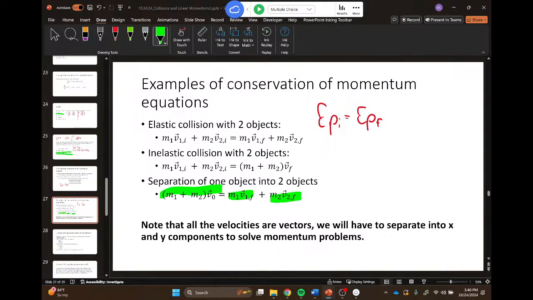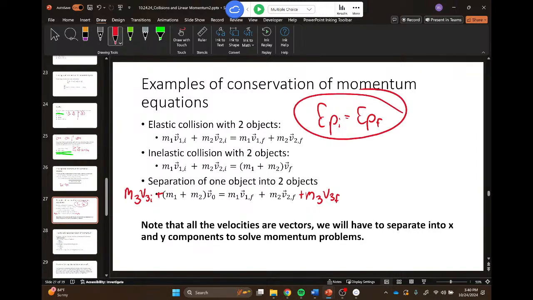But you could. If you, for example, had a system, a rock, and someone shot a bullet at it, and the bullet hits the rock and the rock splits into 2 parts, you would just add another object. Let's call it M3 V3 initial plus, and then the bullet would bounce off it and go somewhere else. Woo! You can have all the things. You can have something together and then something hits it, whatever. This is the bread and butter, y'all.